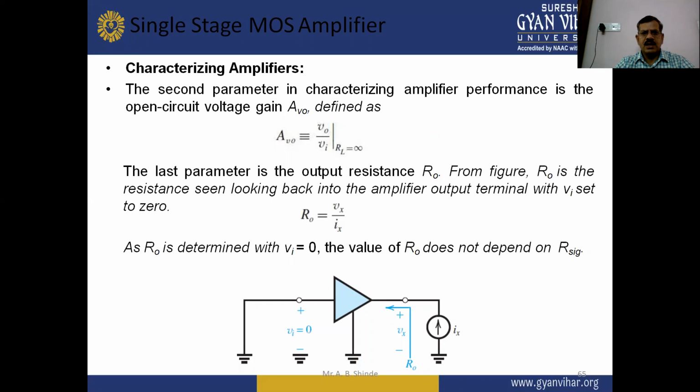The second parameter in characterizing amplifier performance is the open circuit voltage gain Avo, defined as Avo equals V naught upon Vi when RL equals infinity. The last parameter is the output resistance R naught. From the figure, R naught is the resistance seen looking back into the amplifier output terminal with Vi set to 0. So R naught equals Vx upon Ix. As R naught is determined with Vi equal to 0, the value of R naught does not depend on R signal.